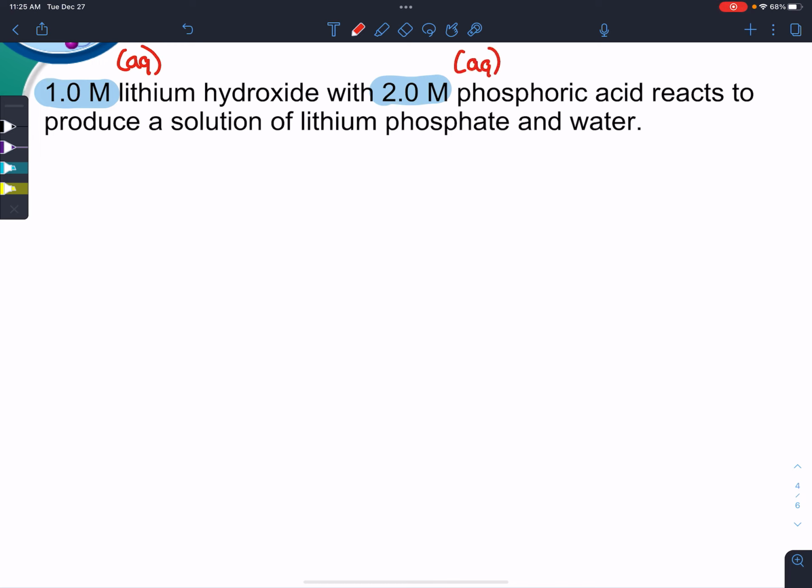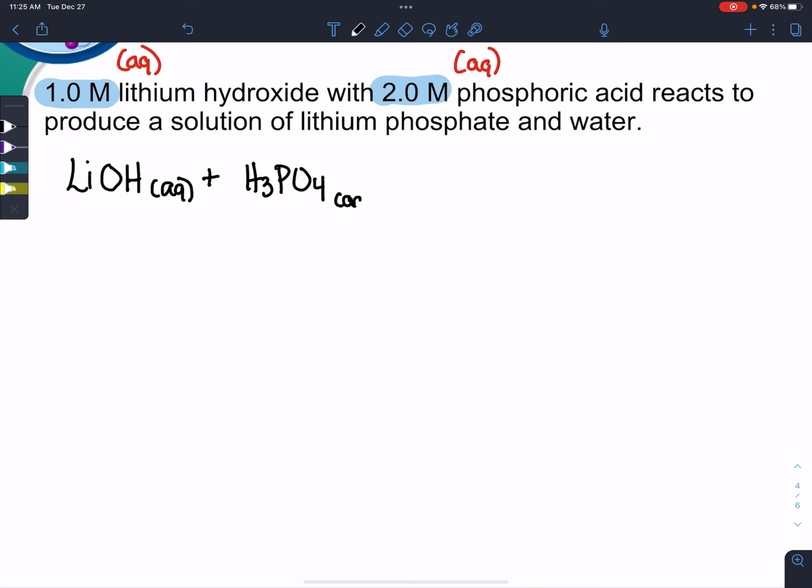When we get into the solutions unit in March, we will actually use that number. But for now, you don't need to know what that number does. All you need to know about it is that it's telling you it's aqueous. So we've got lithium hydroxide, which is LiOH. And we know because of that 1.0 molar that it's aqueous. It's going to react with 2 molar phosphoric acid. You need to know your phosphoric acid. That came from hydrogen phosphate, which is H3PO4. Make sure you know your polyatomics.